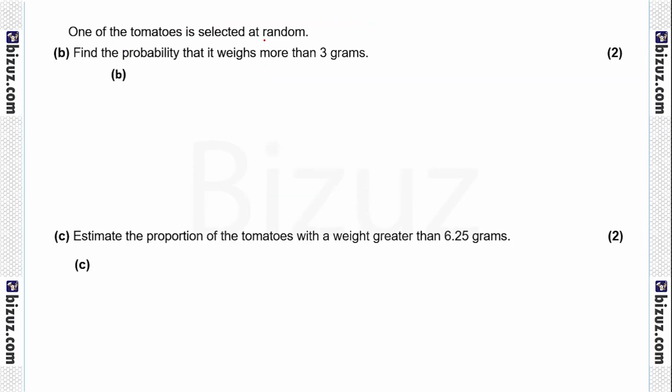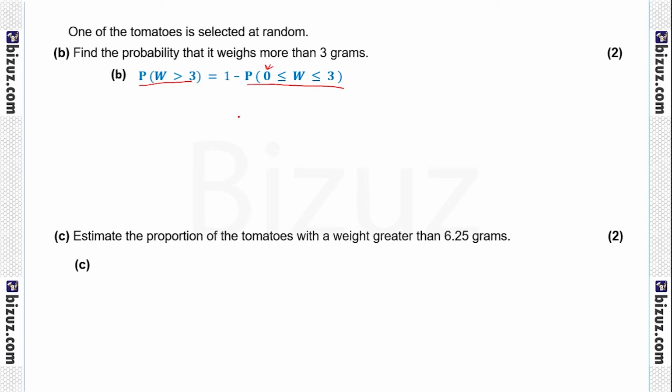One of the tomatoes is selected at random. Find the probability that it weighs more than 3 grams. All right. So the probability of the weight being more than 3 grams is naturally 1 minus the probability of the weight being less than 3 grams, or between 0 and 3 grams. 0 is the minimum weight. Weight cannot be negative. All right. Because these two are complementary events, that's why their sum has to be 1, or one of them is 1 minus the other.